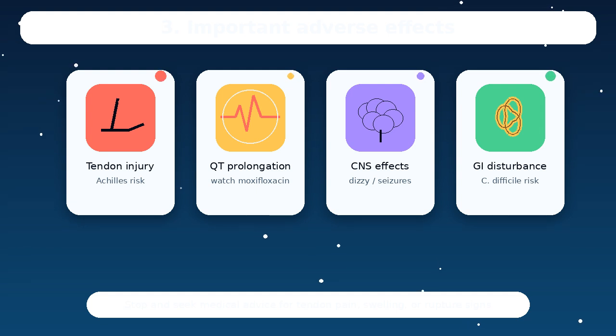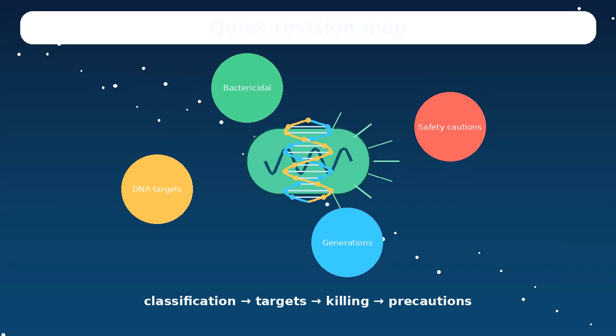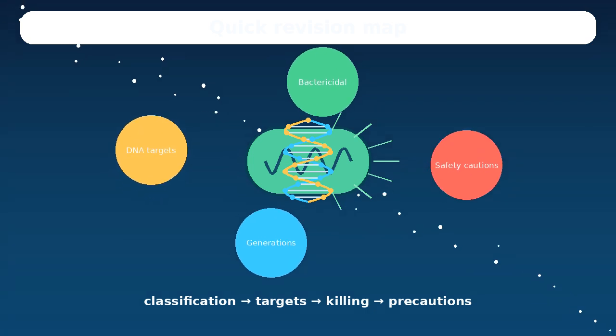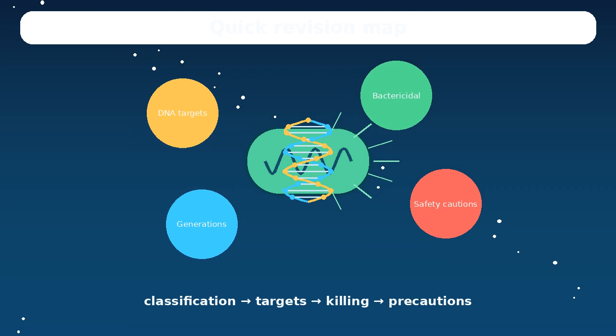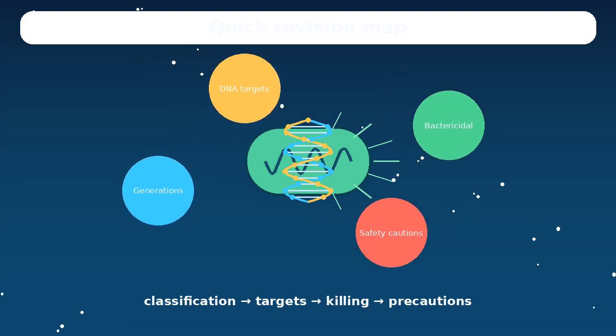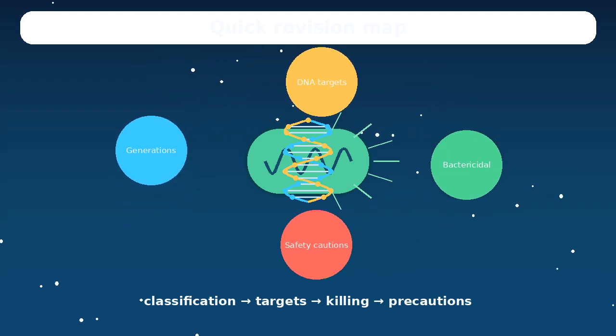To revise quickly, remember the generations by increasing coverage. Remember the targets as DNA gyrase and topoisomerase IV. And remember the major cautions as tendon injury, QT prolongation, central nervous system effects, and gastrointestinal disturbance.